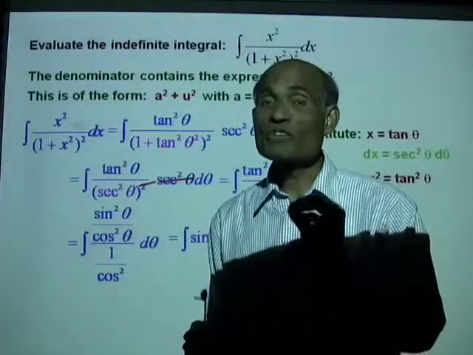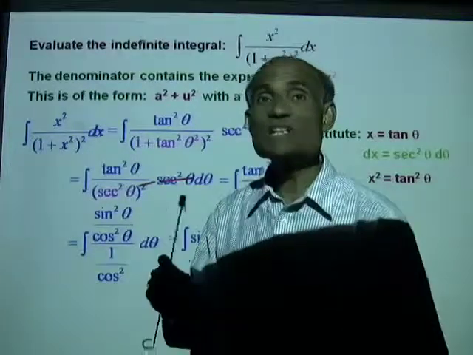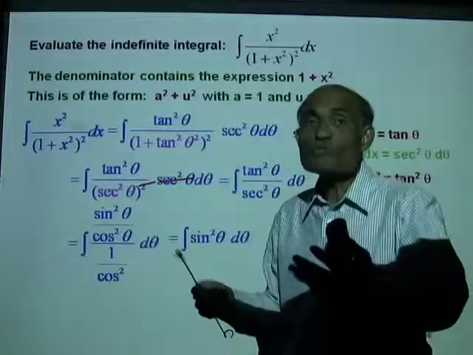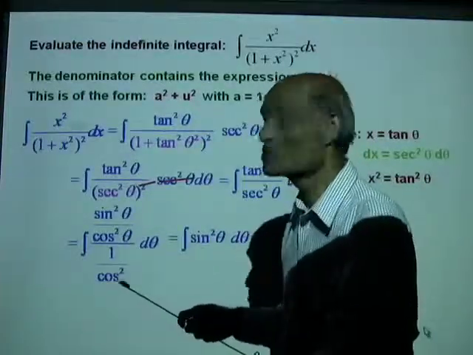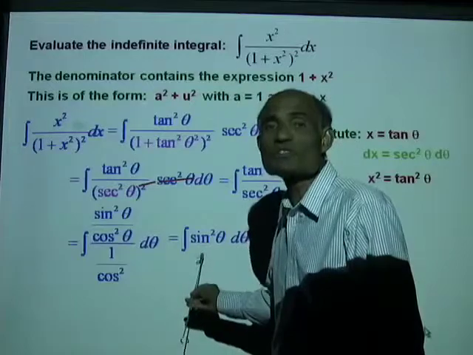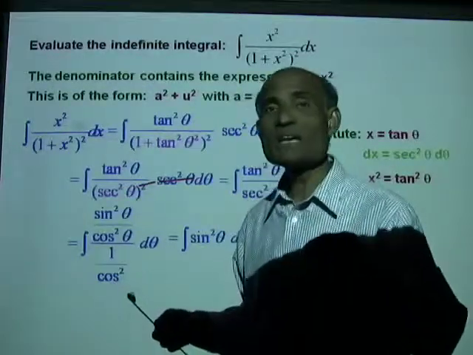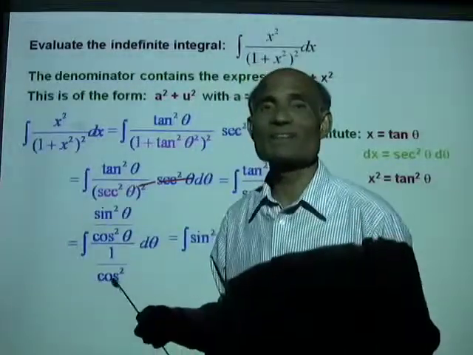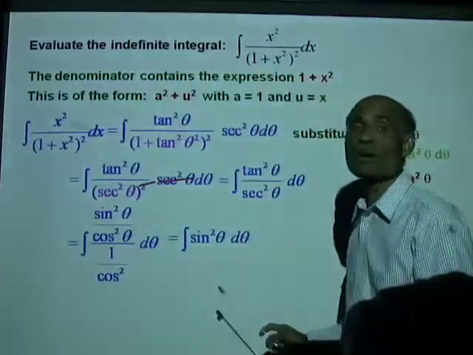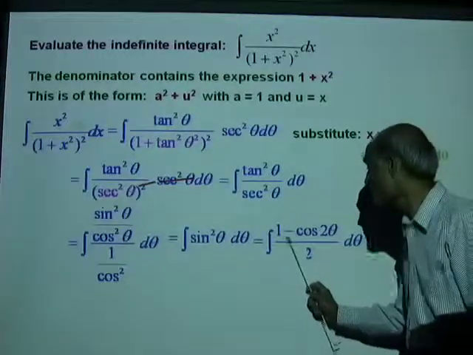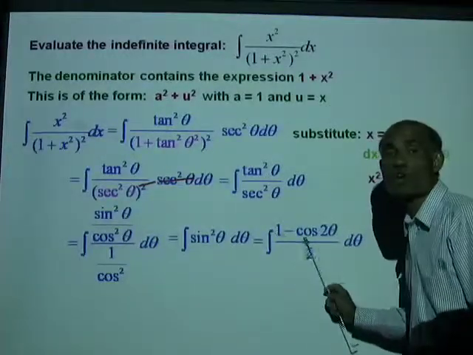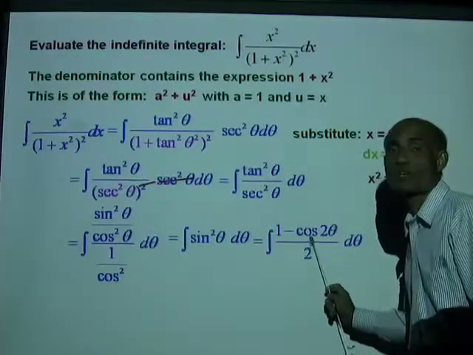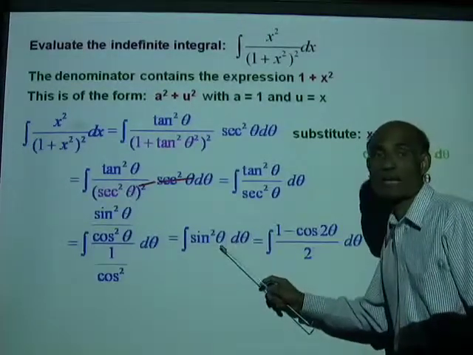You need to replace sine squared theta in terms of what? Cos of 2 theta. What is cos of 2 theta in terms of sine squared theta? Cos of 2 theta is 1 minus 2 sine squared theta. Therefore, what is sine squared theta? Sine squared theta is 1 minus cos 2 theta all over 2. We have done this several times. If you have difficulty, go back and review that again.